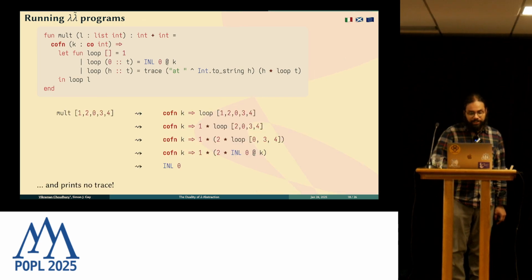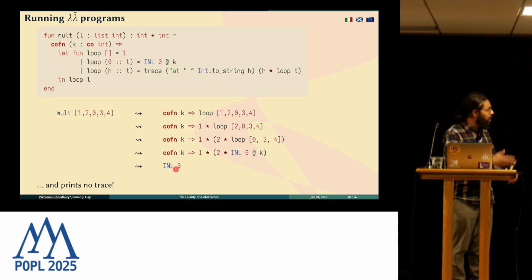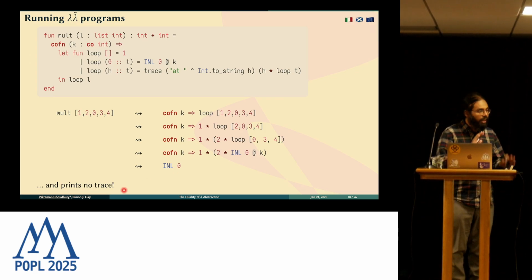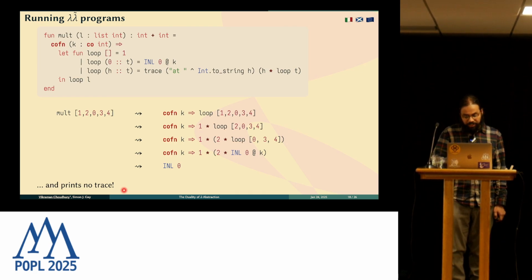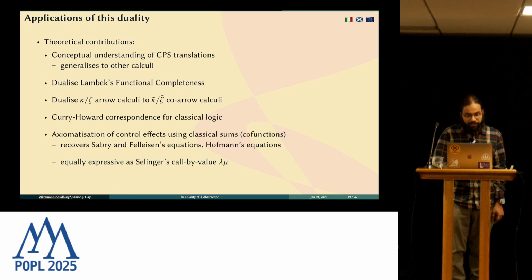Okay, and when it reaches the 0, it's actually going to jump out by discarding the print evaluation context, and you don't see any trace. So this is how classical sums give you more expressive power than intuitionistic sums.